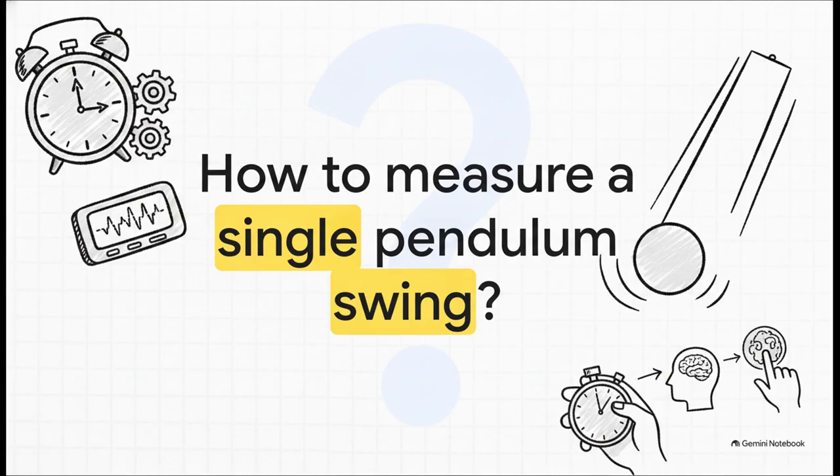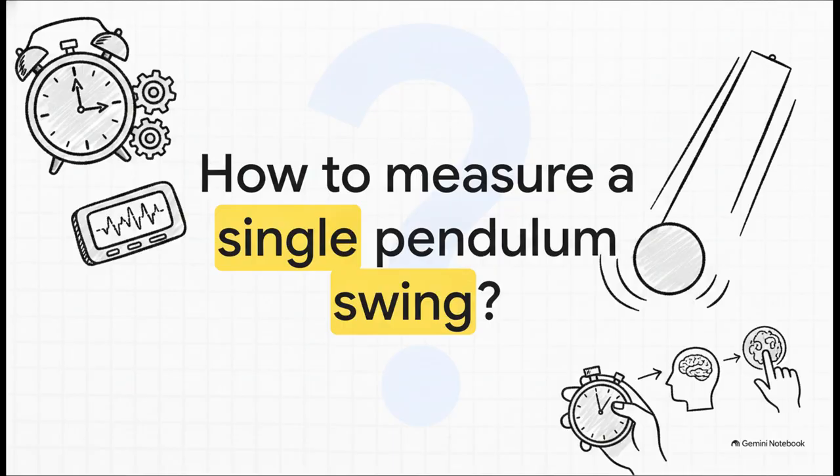Just think about the mechanics of you standing there holding a stopwatch. You see the pendulum swing, your brain has to process that visual, send a signal down your arm to your finger, and then you press the button. That human reaction time introduces a massive percentage of error when the event you're timing only lasts a fraction of a second. A single short interval is just way too quick to measure perfectly.